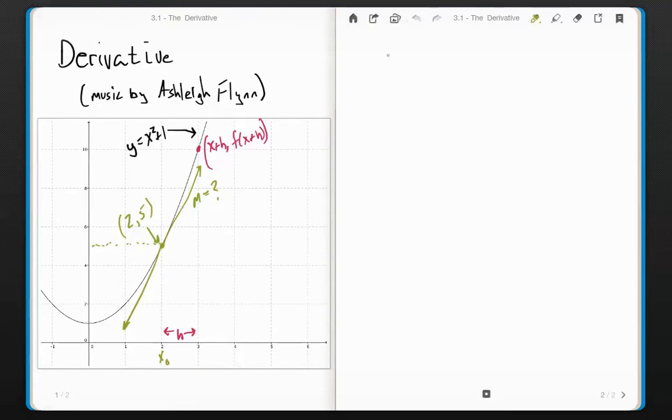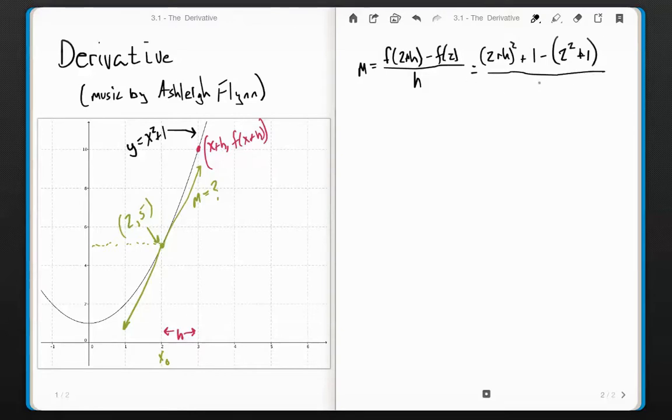So slope equals what? So let's do it over here. The slope, and I know this is kind of repetitive, but we're going to do it in a slightly different way, and we're going to make sure that both ways we do it are exactly the same. We want f of 2 plus h, so that's this point up here, the red one, minus f of 2, all divided by h. And so that's going to give us 2 plus h squared plus 1 minus 2 squared plus 1. And all that still gets divided by h.